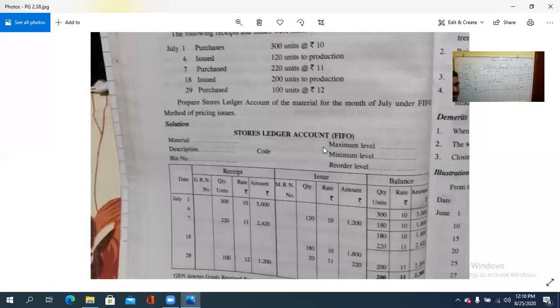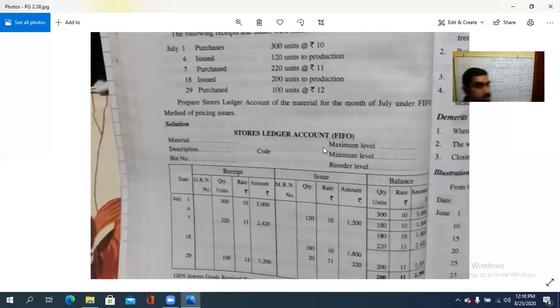Next, last case, purchased on 29th 100 units at the rate of rupees 12, 1200. So now the available quantity is how much? 200 at 11, 2200, plus 100 at 12, 1200. So this is the closing stock. In this way, you need to calculate the method.